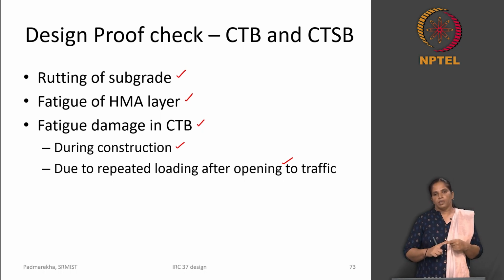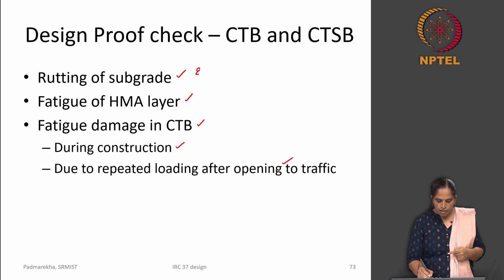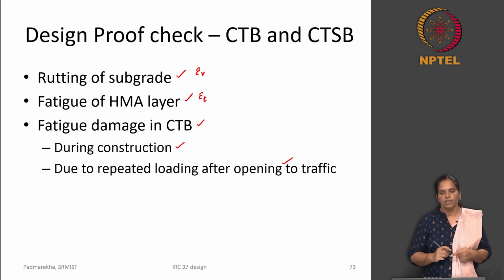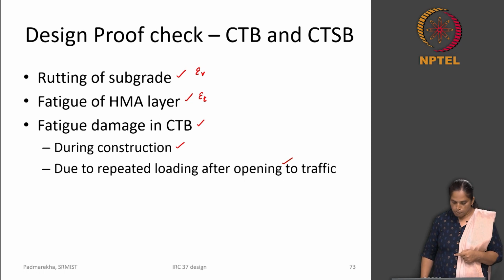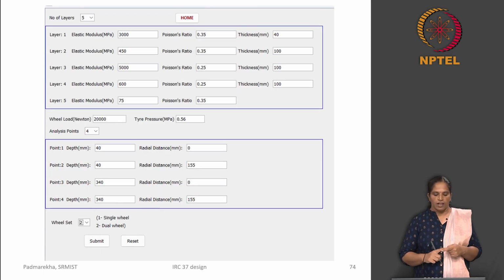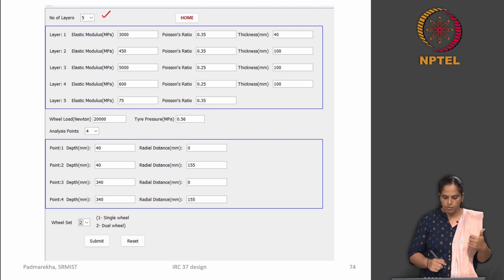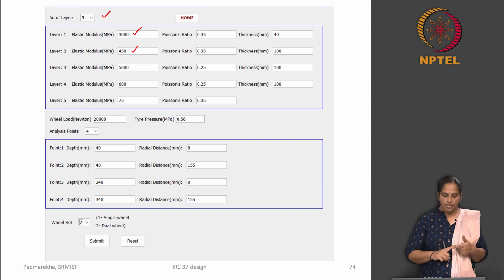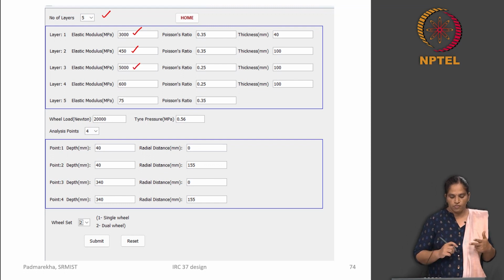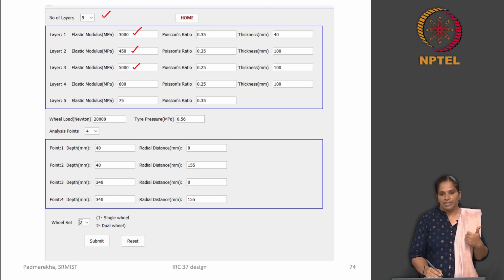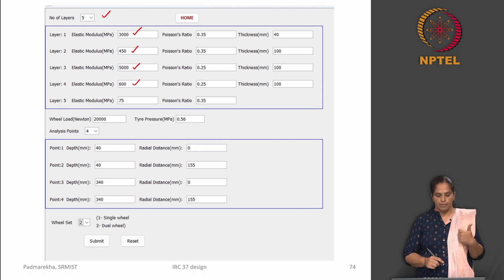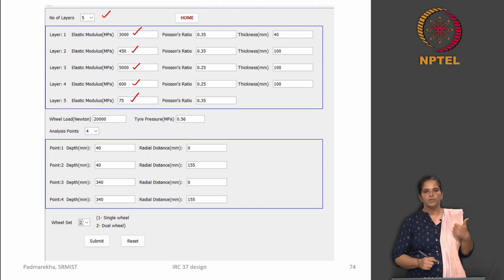We know that rutting on the subgrade layer is induced by vertical compressive strain at the top of the subgrade layer, and fatigue damage on the HMA layer is induced by horizontal tensile strain at the bottom of the HMA layer. So you need to compute these values. This is now a 5-layered structure with the top layer as a bituminous concrete layer with an elastic modulus of 3000 megapascal. The second layer is a granular crack relief layer with a modulus of 450 megapascal. The third layer is a cement treated base course with a modulus of 5000 megapascal. The fourth layer is a cement treated sub base course with a modulus of 600 megapascal, and the fifth layer is the subgrade layer with an effective modulus of 75 megapascal.